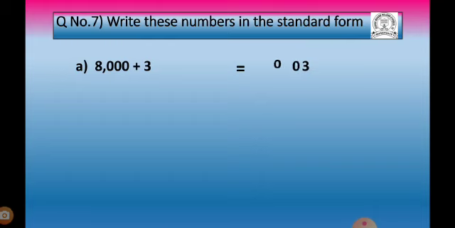Now we don't have a tens place, so we give 0. We don't have a hundreds place, so we give 0. Then we'll put the 8. Now the answer will be 8003. One more question we'll see. 7000 plus 500 plus 70 plus 8.